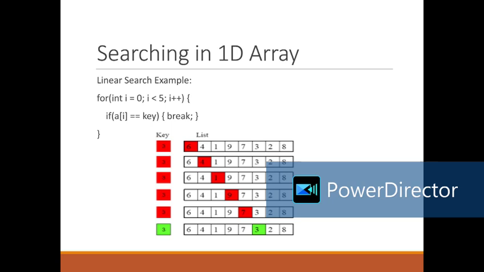This visual clearly depicts this process. The search starts from the beginning of the list, checking each number sequentially until the key, which is 3 in this example, is found. While linear search is straightforward to implement, it can be less efficient for very large arrays. However, it's a great starting point for understanding such algorithms.